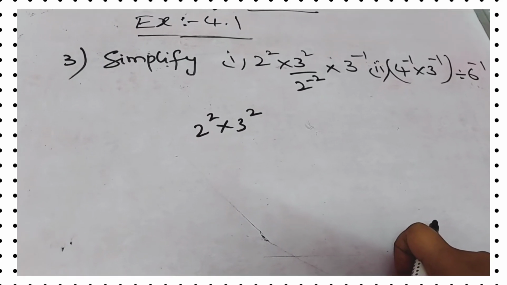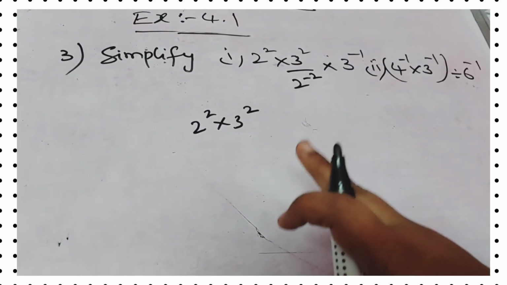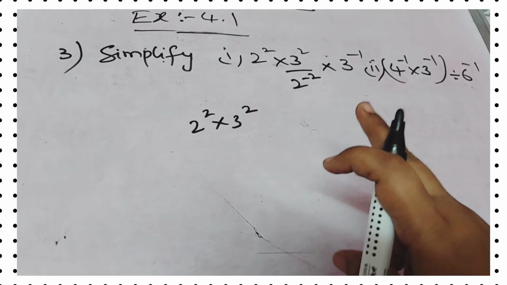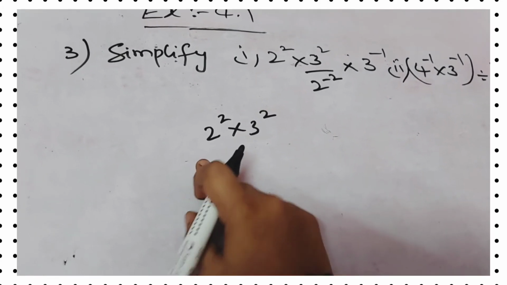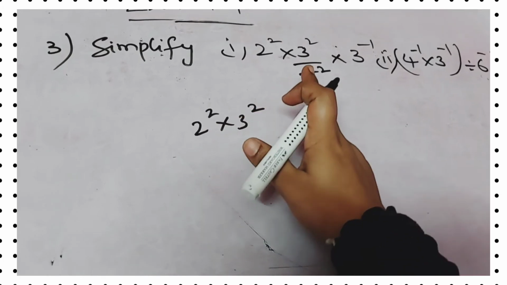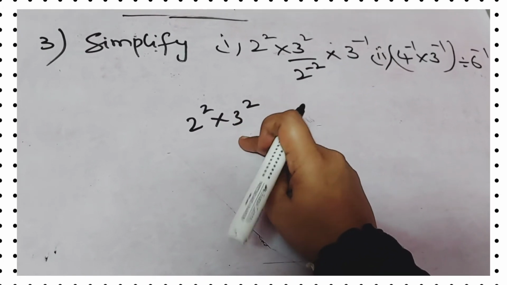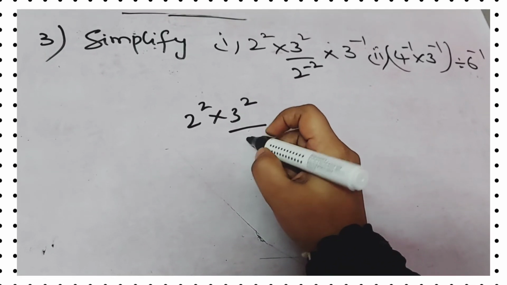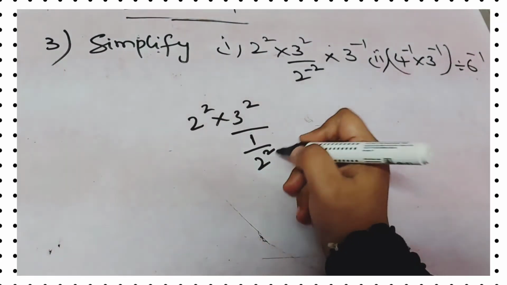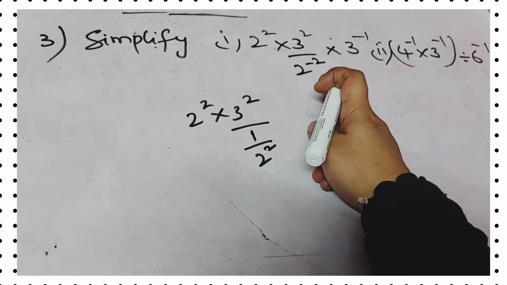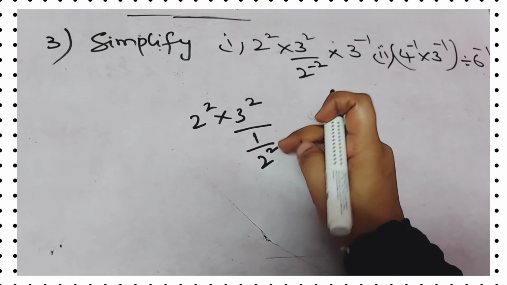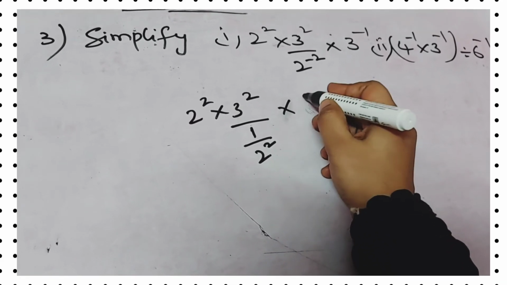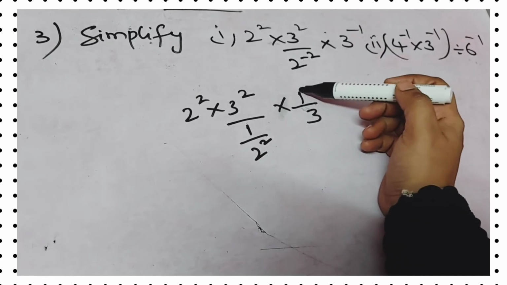The third bit is simplify. Okay, you have to simplify this. In the third bit, the first sum is 2^2 into 3^2 by 2^-2 into 3^-1. So how you have to write is, write this 2^2 into 3^2, means you can read it as 3 square. Here 2 square, here 3 square by, now what you have to do? Here 1 by 2 square, 2 to the power of 2. It is 2 to the power of minus 2. Again we are taking here 1 by 2 to the power of 2, means 1 by 2 square, into 1 by 3. So this we can write as 1 by 3.